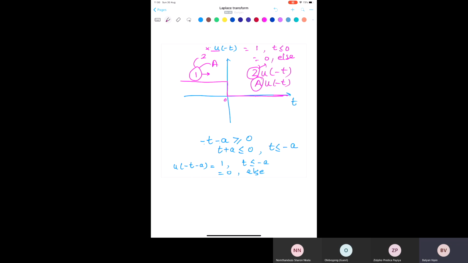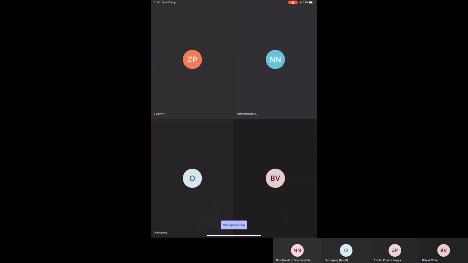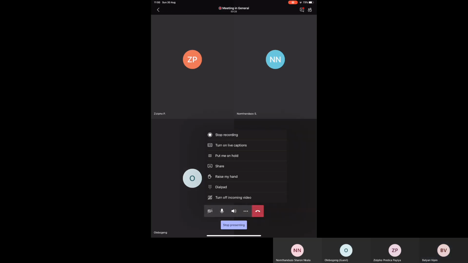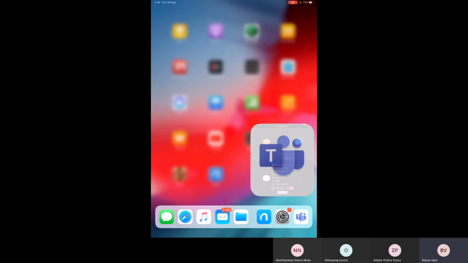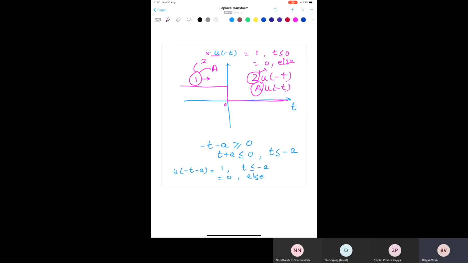So in this way, let me check whether we are recording it again. Just checking whether the recording is going on or not. So it's recording. Yes.